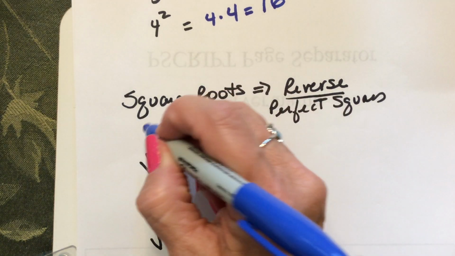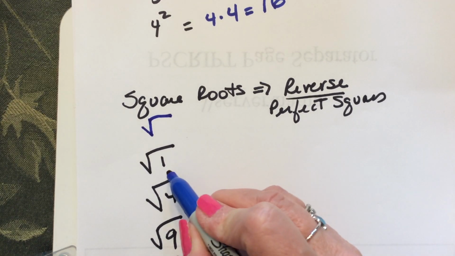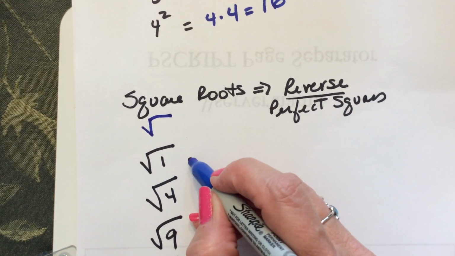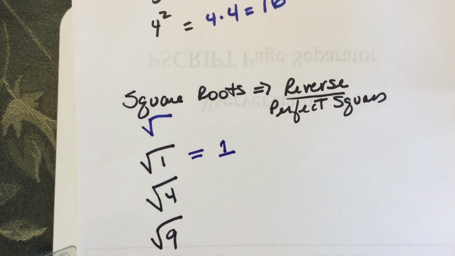This symbol right here is called a radical sign. It means a square root. And we're reversing perfect squares. So the square root of 1, well, 1 is 1 times 1, right? That's my perfect square. So the square root of 1 would be just 1.